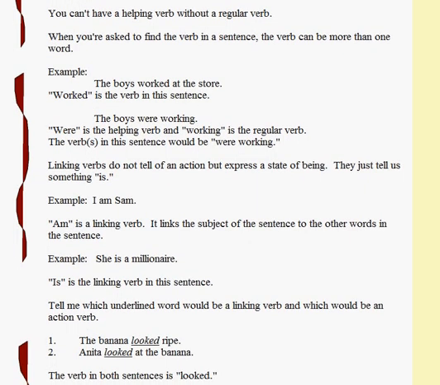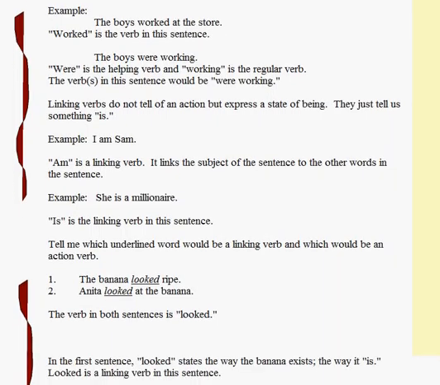Linking verbs do not tell of an action but express a state of being. They just tell us something is. I am Sam. Am is a linking verb. It links the subject of the sentence to the other words in the sentence. She is a millionaire. Is is the linking verb in this sentence.